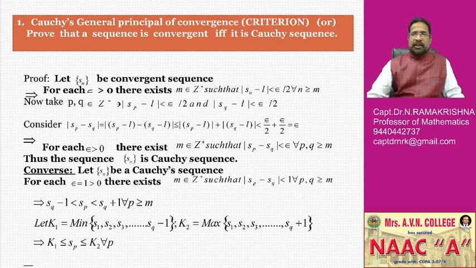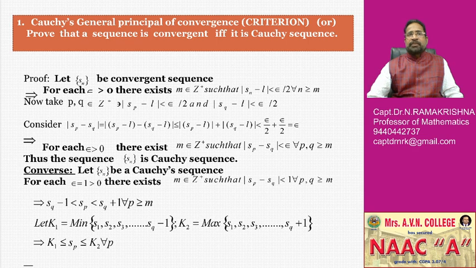What is a convergent sequence? For each epsilon greater than 0, there exists a positive integer m such that modulus of Sn minus l less than epsilon for all n greater than or equal to m. What is bounded? There exist two real numbers K1, K2 such that K1 less than or equal to Sn less than or equal to K2 for every n. So now we start the proof of this problem.